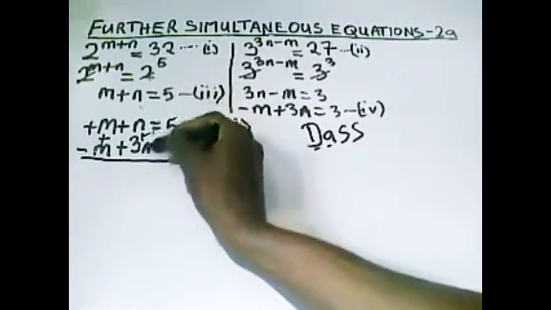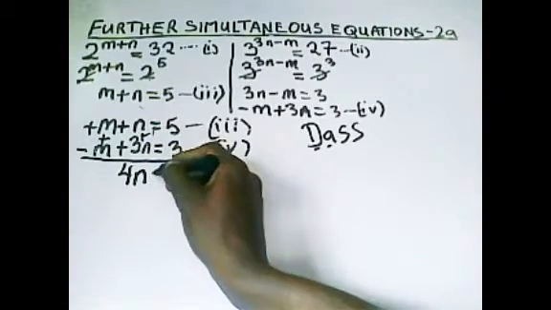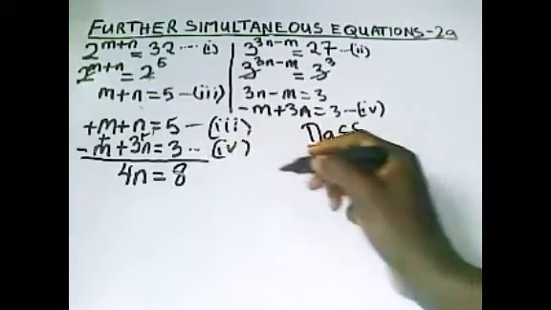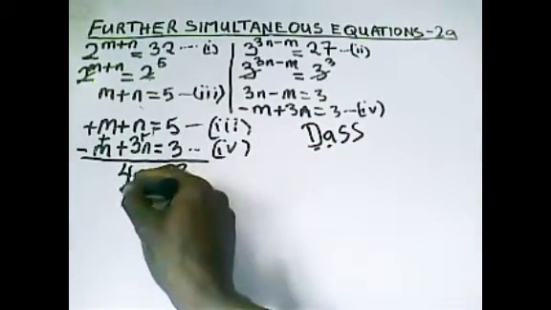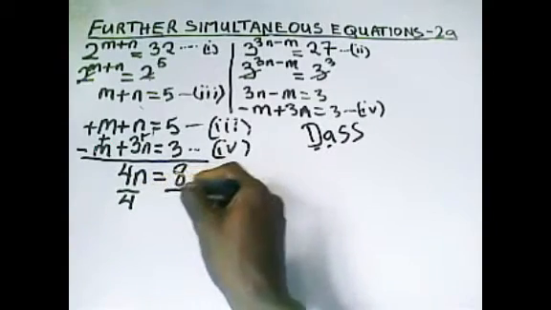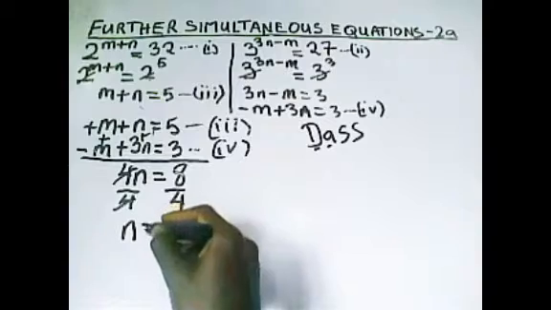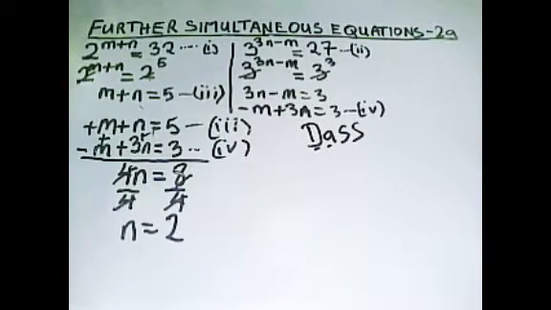Now if we add up this value here, we have n plus 3n, and that gives us 4n equals, now 5 plus 3 will give us 8. I believe that step is quite easy for you to understand. So now we divide both sides by 4, and if we do this division, we are going to have n equals 2. So that is what we have here, n equals 2.